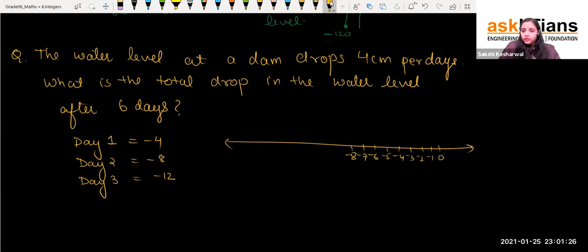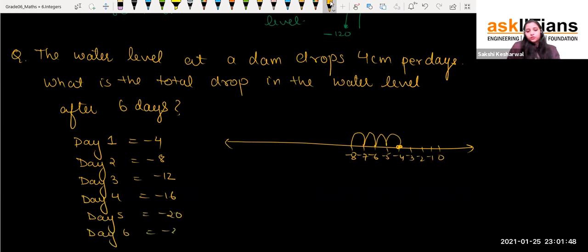So on day 1, it's on 4. Then again, it's dropped. So you have to go on the left or on the right? You'll be going in the left direction, so you'll be adding 4 over here. So this is like 1, 2, 3, 4. Now similarly on day 4, it will be what, beta? Minus 16, right? Day 5, minus 20. And day 6, it will be what, beta? Minus 24. Yes or no?